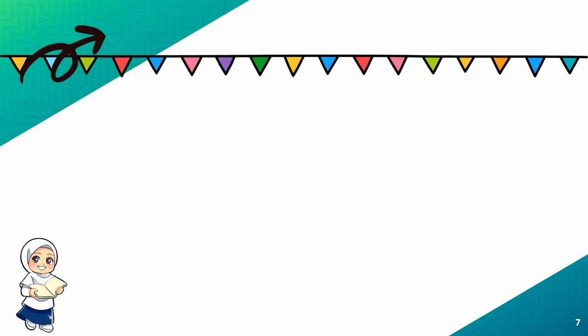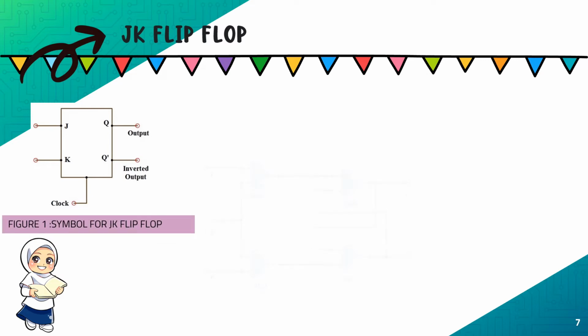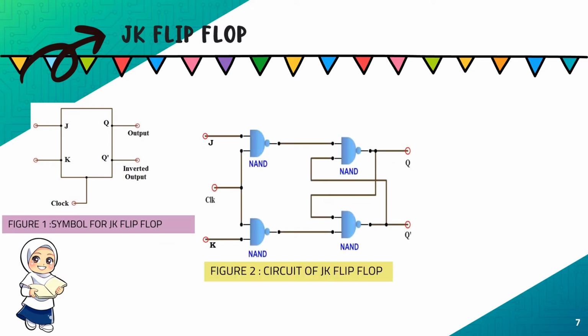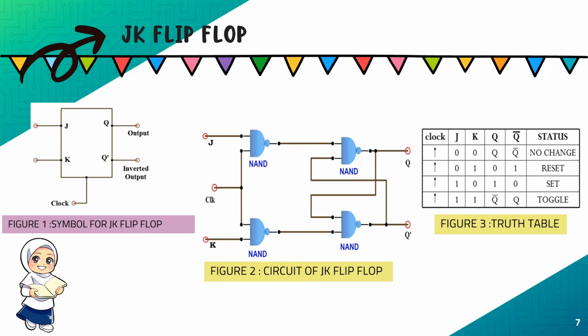The second flip-flop is JK flip-flop. JK flip-flop is a common variation of the SR flip-flop. Figure 1 shows the symbol for JK flip-flop. Figure 2 shows the circuit of JK flip-flop. Figure 3 shows the truth table for JK flip-flop.